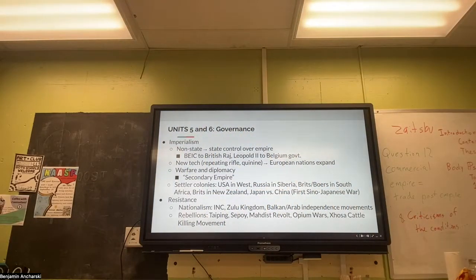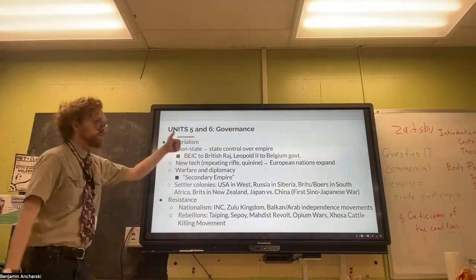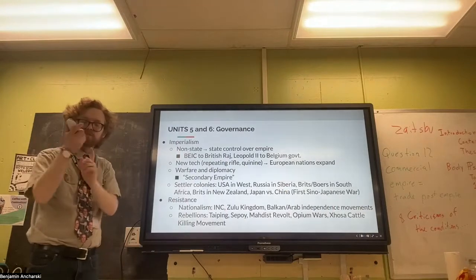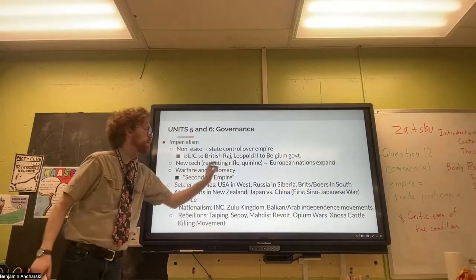So the general trend is moving away from company rule, joint stock companies, private individuals ruling over colonies, to governments themselves, to states. But what also allows for imperialism? Mostly new technology. The repeating rifle, new technology in military affairs, boom, boom, boom, but also medicine as well.